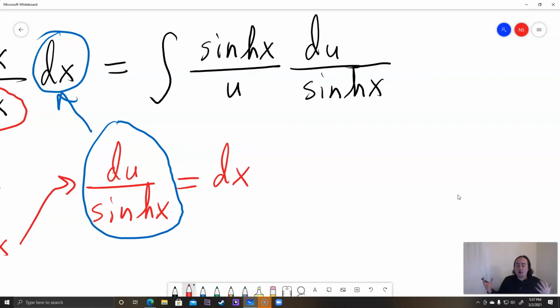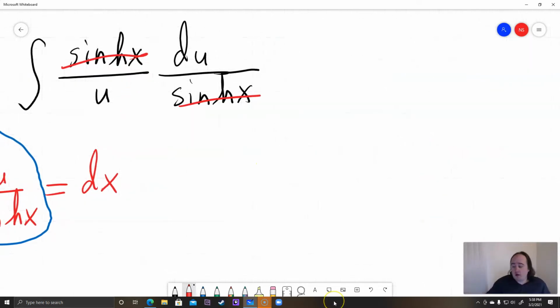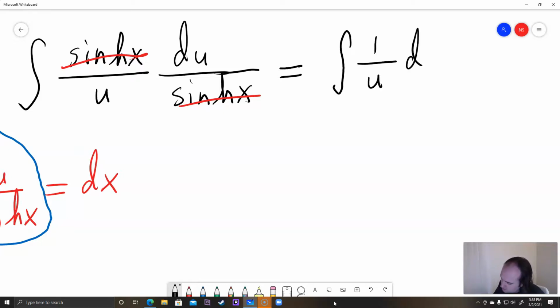And of course, the fun thing about my approach where you isolate dx is that stuff cancels out. So the sinh of x's cross out, and then everything simplifies, and we just wind up with the integral of 1 over u du. All right, and we know that the integral of 1 over u is natural log of absolute value of u plus c.